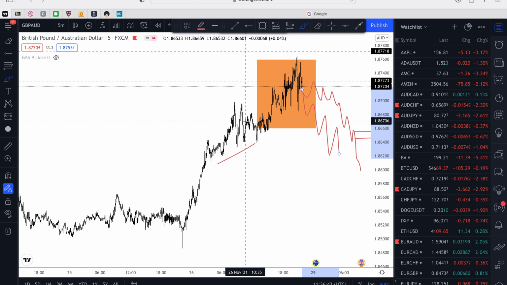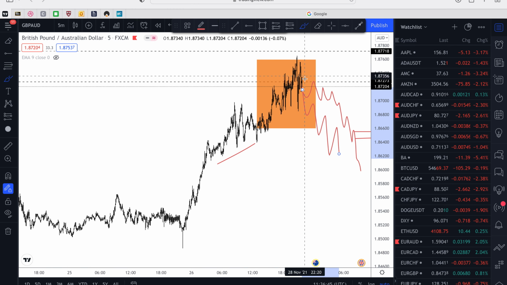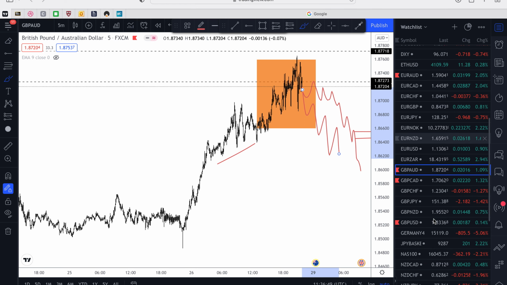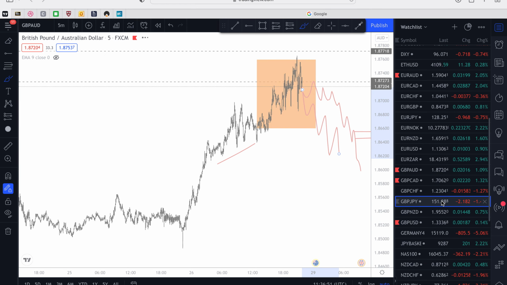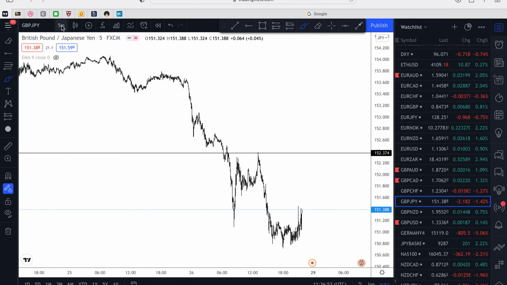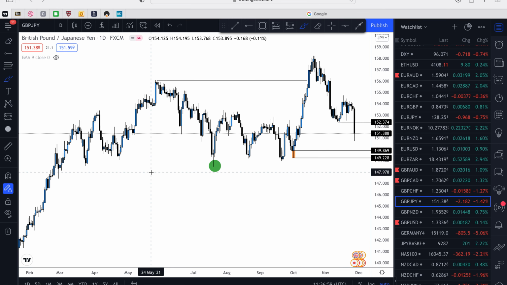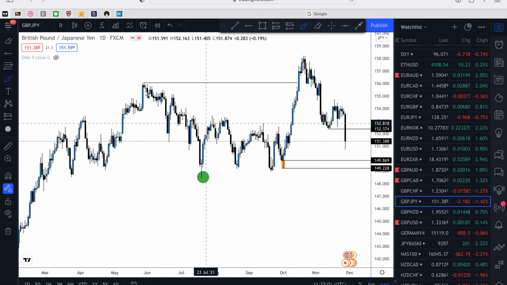All right, so this is actually what I'm looking at. I'm looking to take a sell on this trade. Now, the next pair that I'm going to be explaining is going to be the Pound JPY. Okay, so same scenario with the Pound JPY. I'm going to use the daily time frame. You guys already see I already have my markup, right? But I'm just going to explain this.